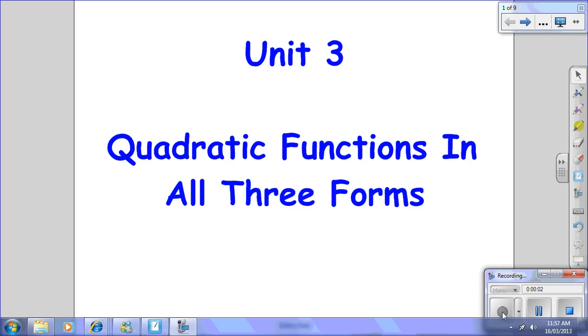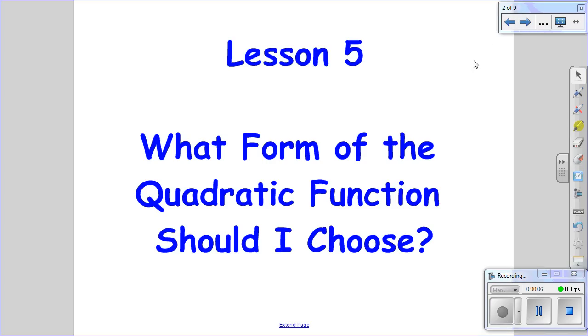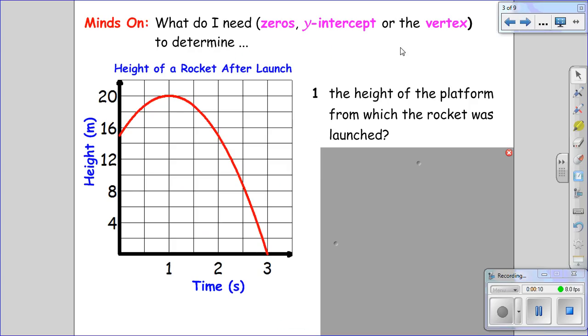Quadratic functions in all three forms and when we use them. If we look at the graph you see on the screen, it models the height of a rocket after its launch, where the height's in meters and the time is in seconds. So what I really need to think about is, what do I need to solve various things?